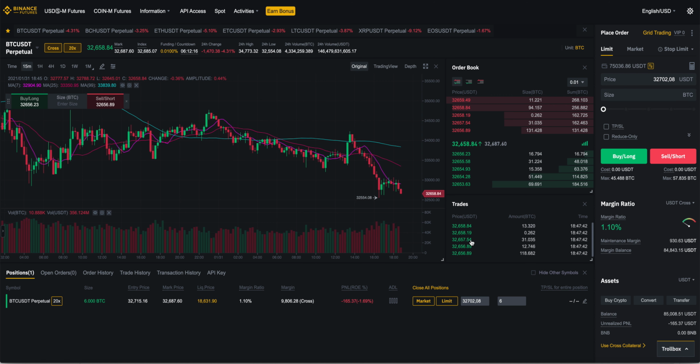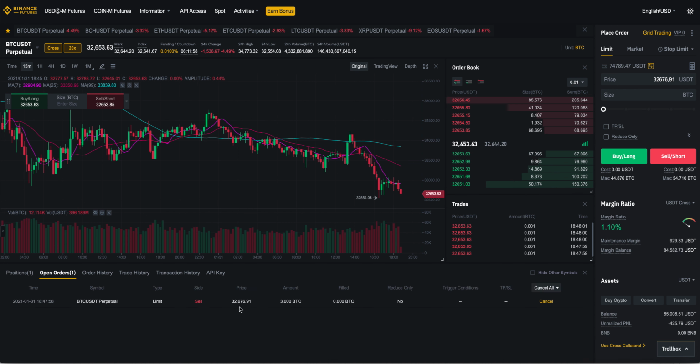But let's say now I think the price will go lower, so I want to sell. Let's put another price. You can click here also to go directly to the price. I want to sell 3 of my Bitcoin. I tap sell, and guess what? Another open order. You can clearly see it's a limit sell order: here the price, here the amount, here how much has been filled, nothing. So let's wait for it to be filled.